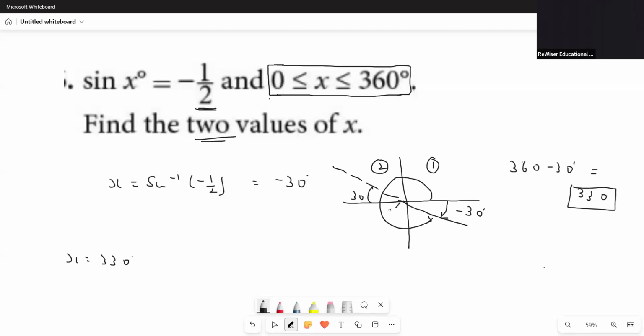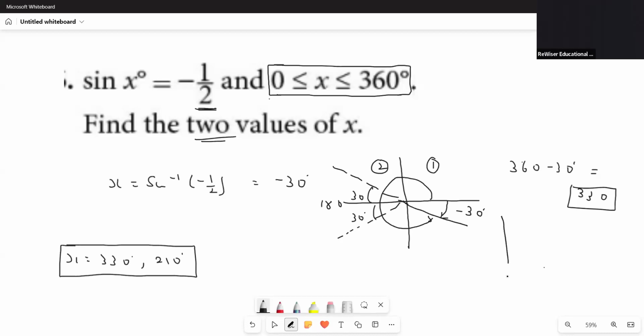So that means that angle should lie in the third quadrant. So this angle should also be 30. So if this is 180, the other value should be 180 plus 30, which is 210 degrees. This is a very typical question asked in trigonometry for students. Please remember this method, how we are going for it.